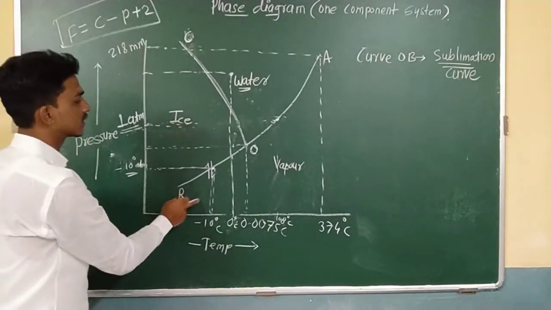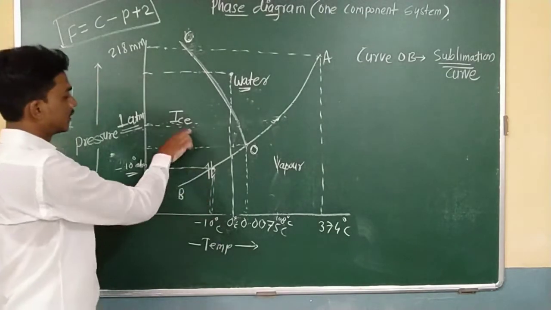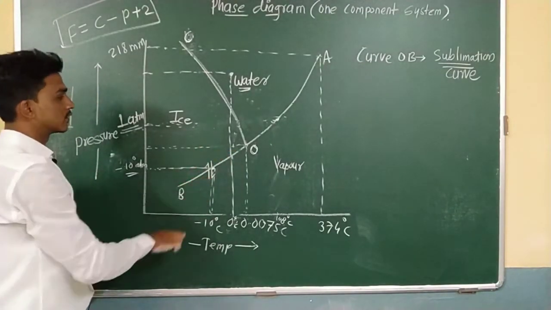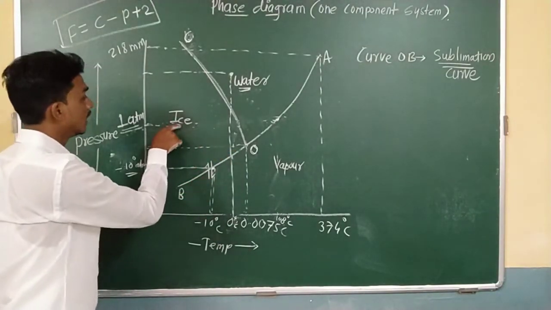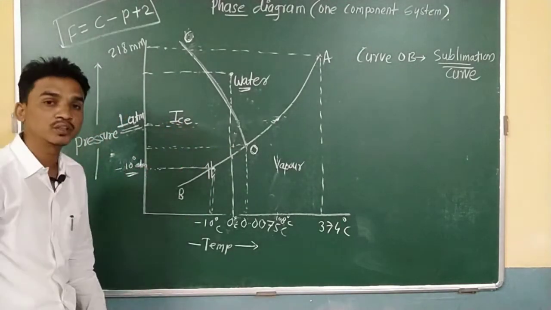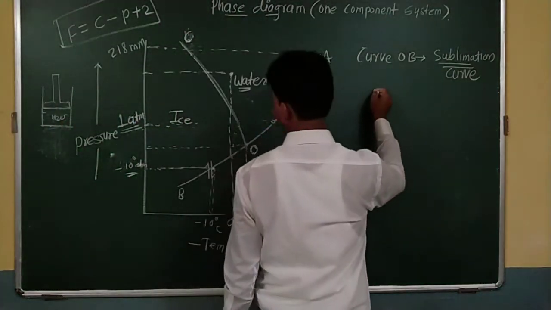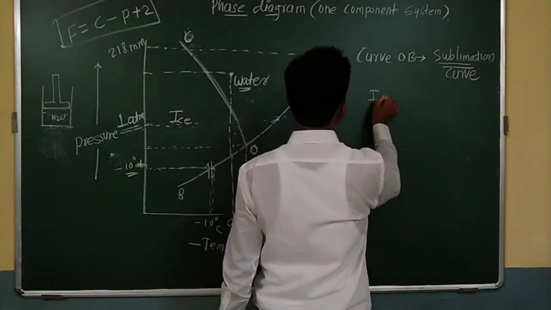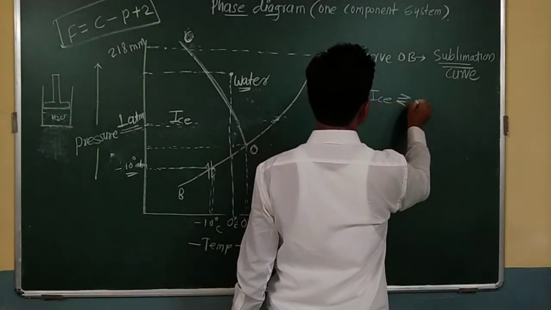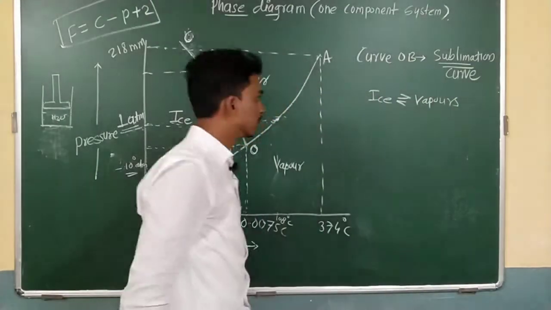This ice gets converted into the vapor state only, and this curve is known as the sublimation curve, because the ice is in solid form and it is directly converted into the vapor state. At that point, what will exist? Ice is in equilibrium with vapors.